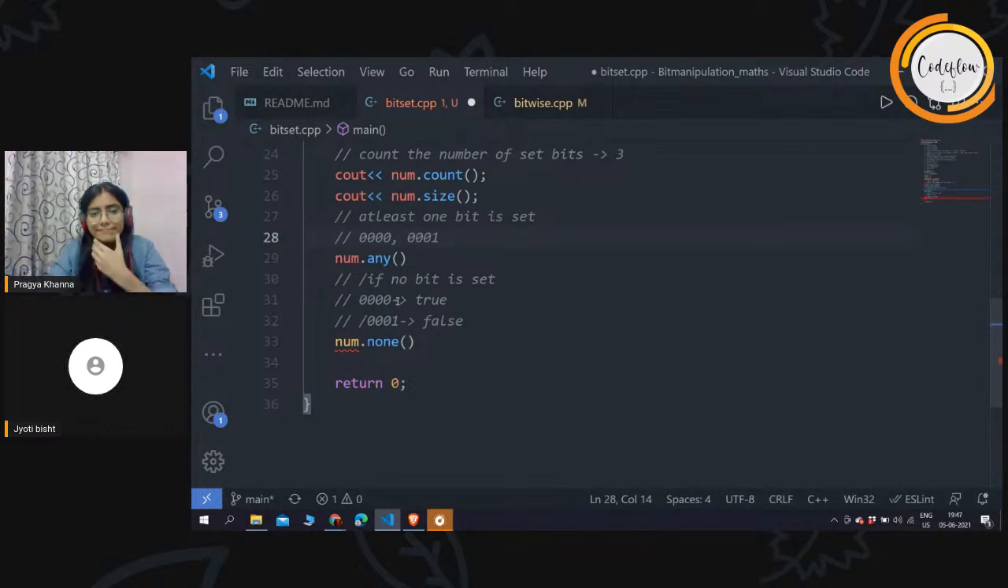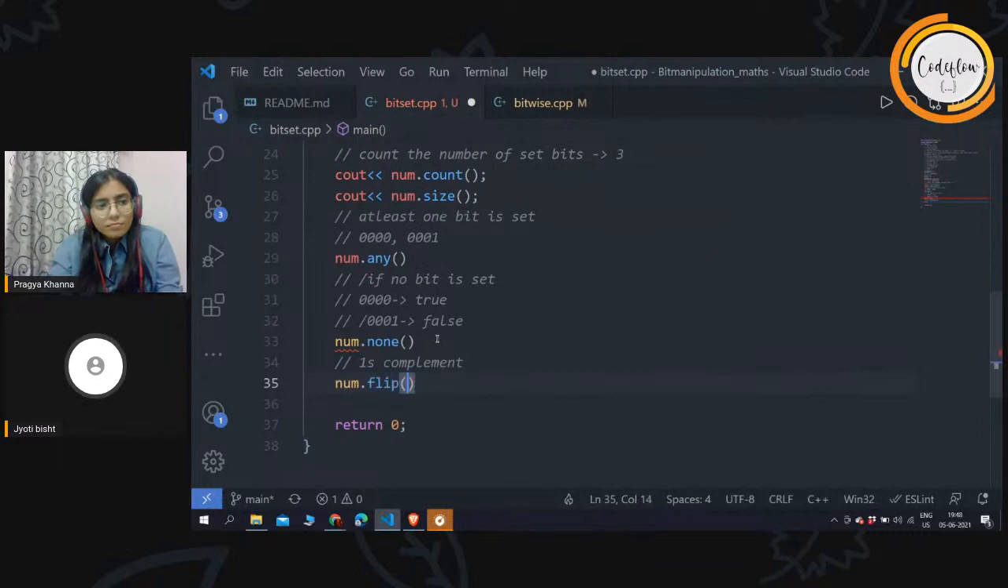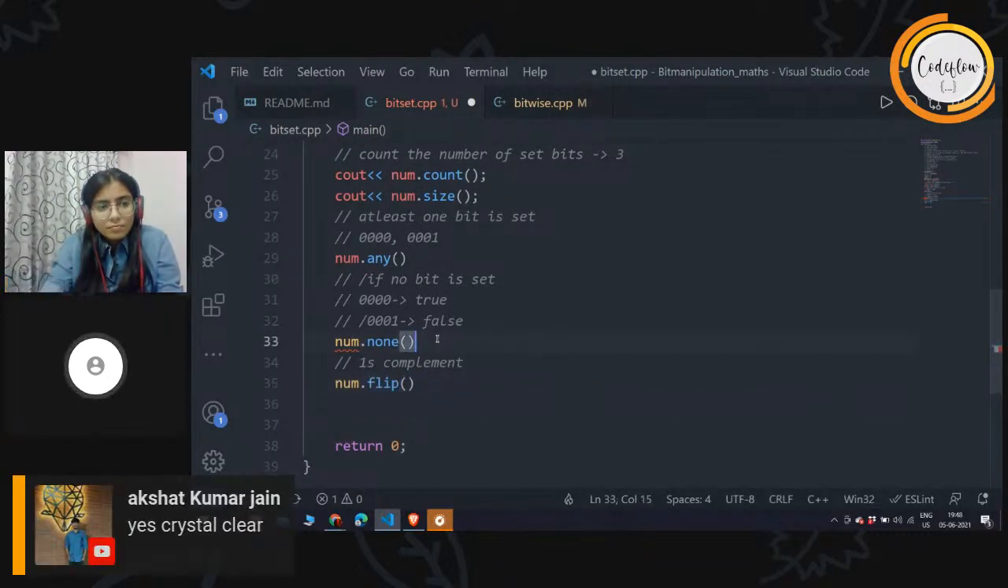Amazing. Just one or two more methods which I want to tell you. One's complement अगर निकालना है, one's complement. Okay, one's complement is nothing but you just reverse the numbers, right? What you do is num dot flip, and it will give you the one's complement.